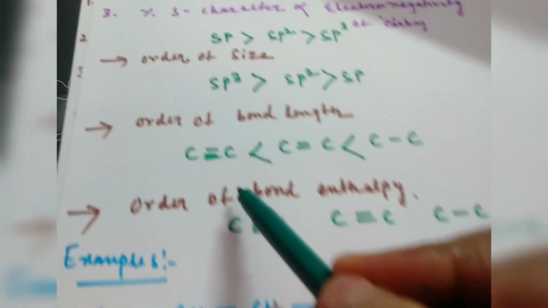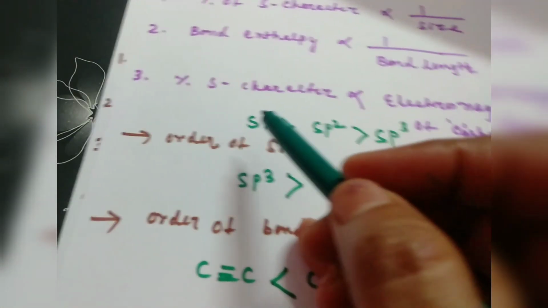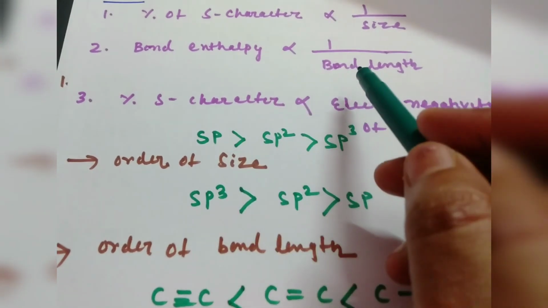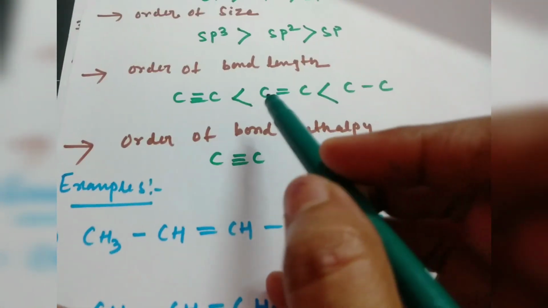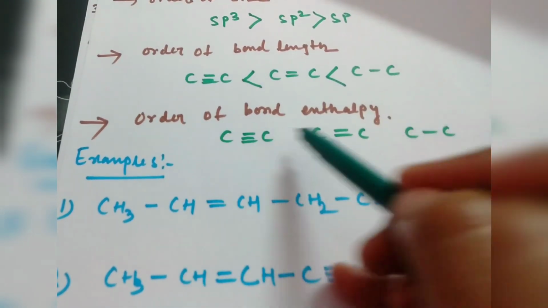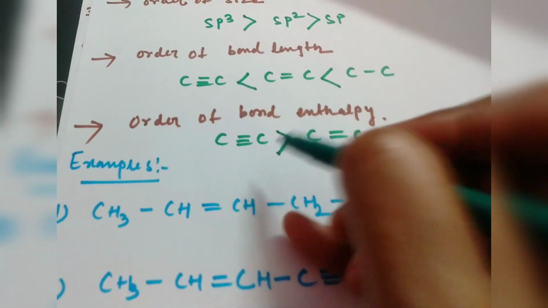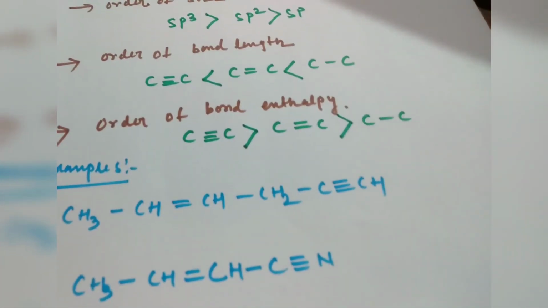Similarly, what is the order of bond enthalpy? We already know that bond enthalpy is inversely proportional to bond length. That means the order of bond length is the reverse of that of bond enthalpy. So here the order is: triple bond is greater than double bond, which is greater than single bond.